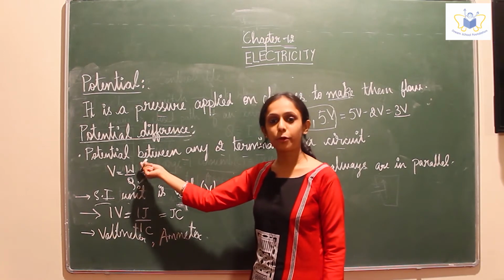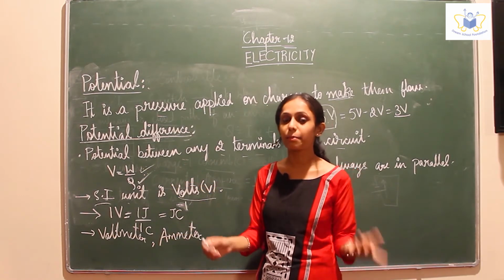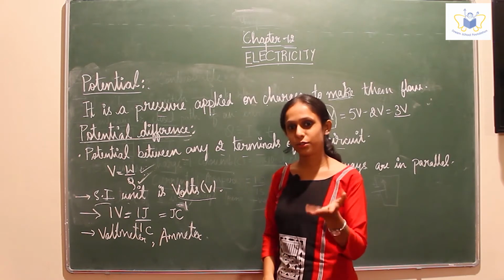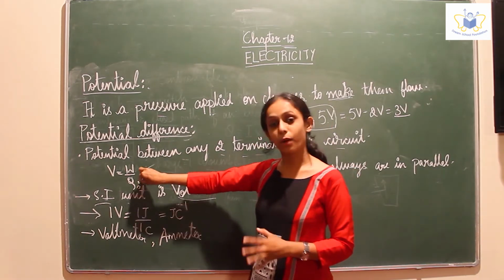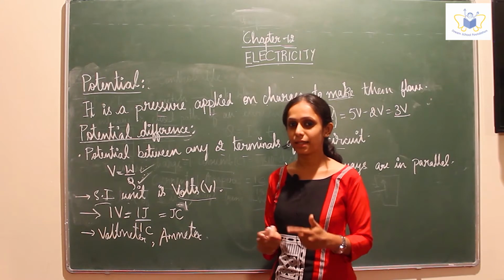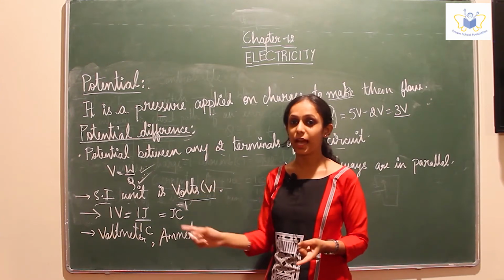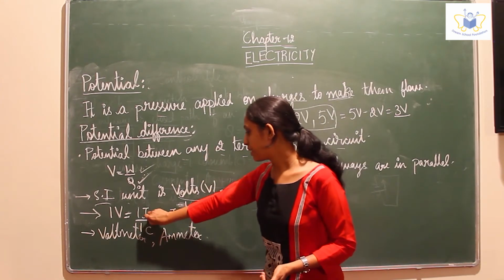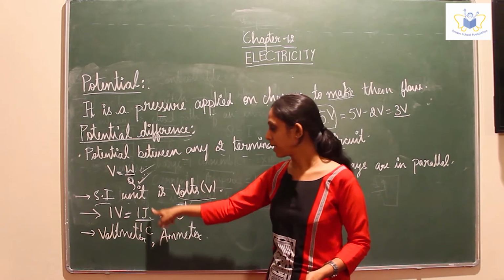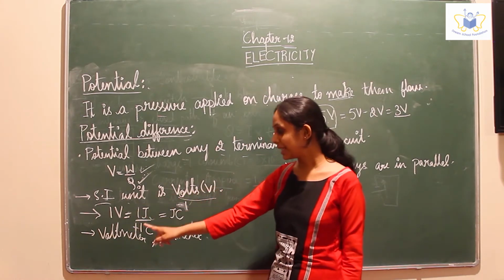What is the unit for work? How would you measure work? By using joules. 1 joule, 2 joules. So 1 joule. And what was the unit for charge? Please recall, I told you. What was the unit for charge? Coulomb. Correct? So 1 joule by 1 coulomb gives you 1 volt. So easily you can define it.